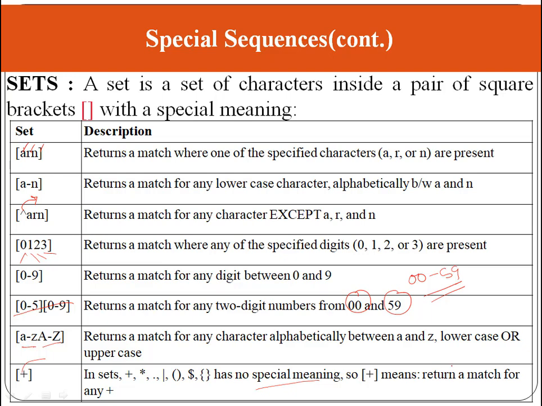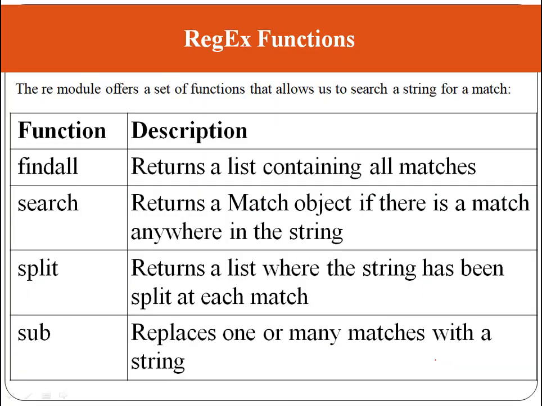So plus means return a match for any plus. You have a number of methods over here: findall, search, split, and sub. Findall means return a list containing all the matches, right? You know about list. Search returns a match object, if there is a match anywhere in the string. Split returns a list where the string has been split at each match. Sub replaces one or many matches with a string.